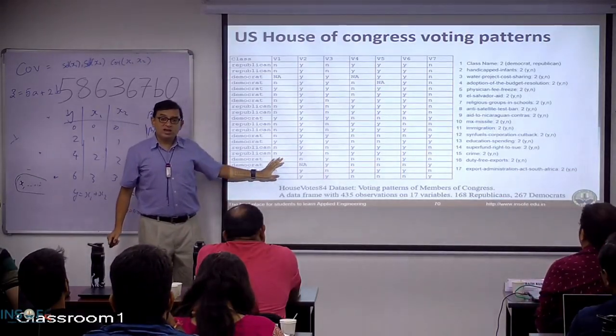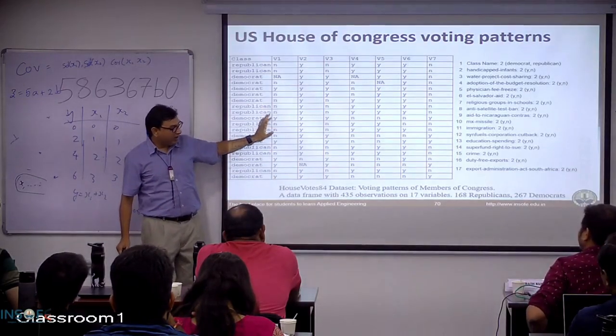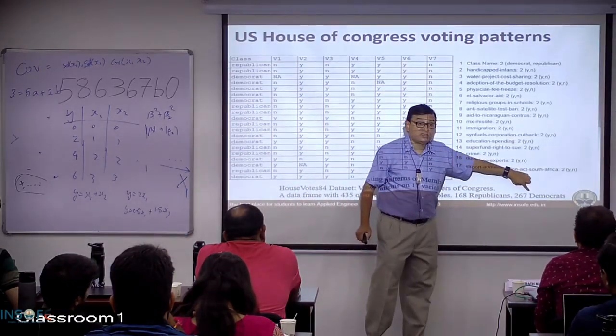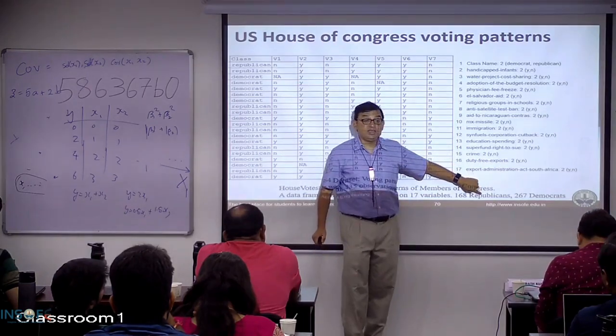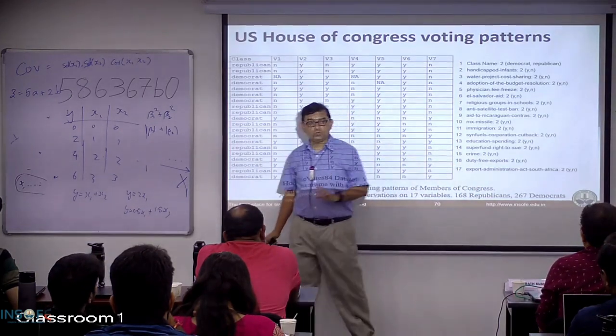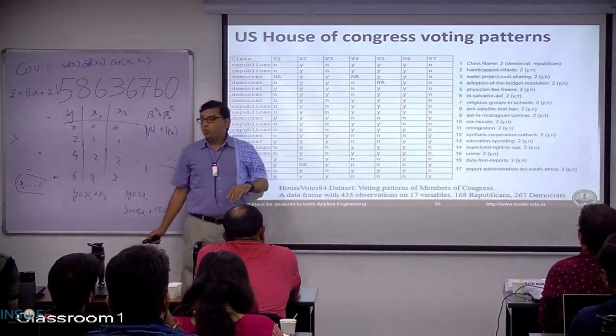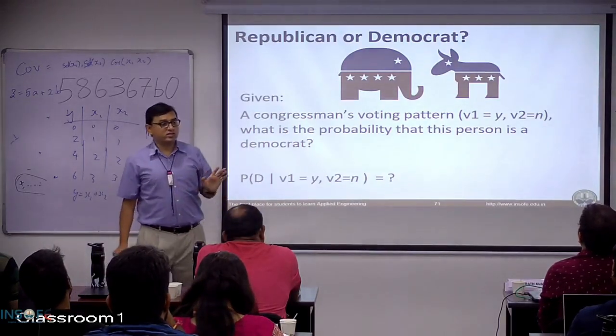In this year, in 1984, the Democrats had majority, Republicans were in minority. There were 267 Democrats and 168 Republicans in the House. Okay, so you have the voting record available. What is the question that you are trying to address?